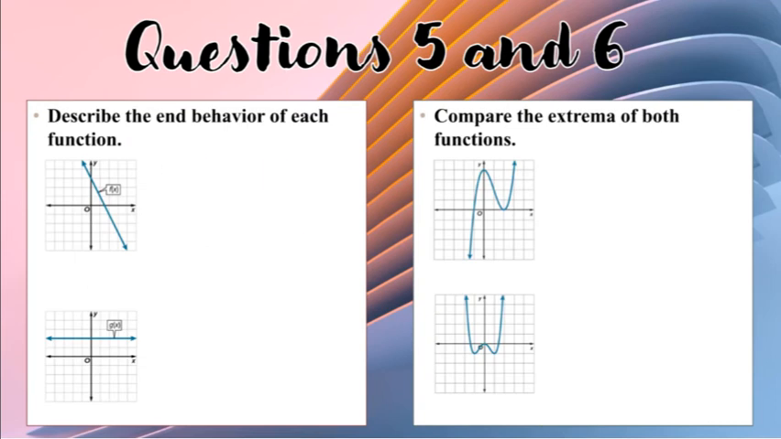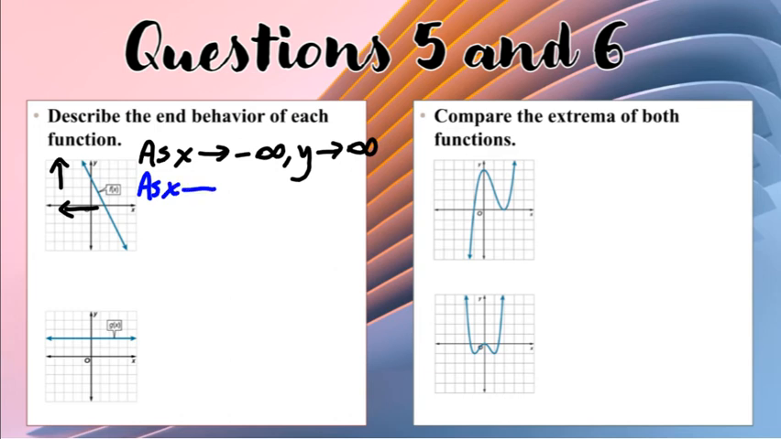Question 5. Describe the end behavior of each function. For these, we always want to start with as x approaches negative infinity, what does the y do? In this case, if I go this direction, we can see that my y is going up to positive infinity. So I would say up to positive infinity. And then as x approaches positive infinity, when I go to the right, what does my y do? My y actually goes down, so that would be negative infinity.